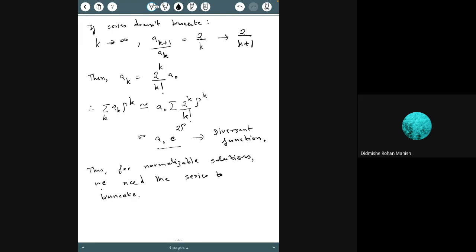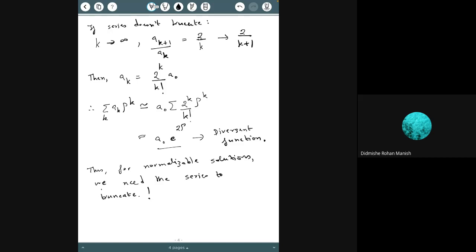The mathematical arguments by which we conclude that the series must truncate differ in the various problems that we've done. But this is more or less a general phenomenon in quantum mechanics: if you take a power series solution, typically you should get a truncating series in your solution. Otherwise, it will not lead to physical solutions.